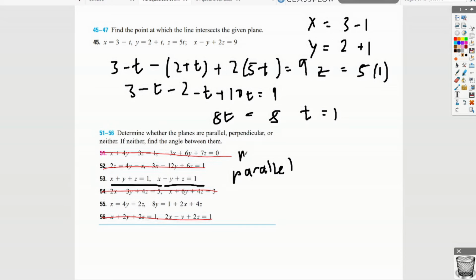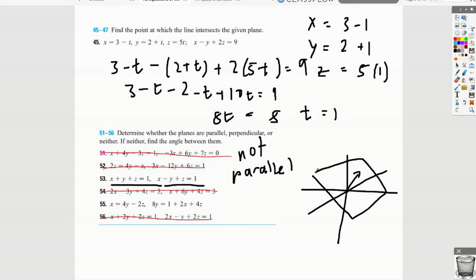Not parallel. So what else is there left? Perpendicular and neither, right? Now, are they perpendicular? Well, let's see. So if one plane has a normal vector of, let's say, 1, 1, 1, that's really hard to draw. I'm just going to draw a random plane with this as the normal vector, right? So let's say this, right?